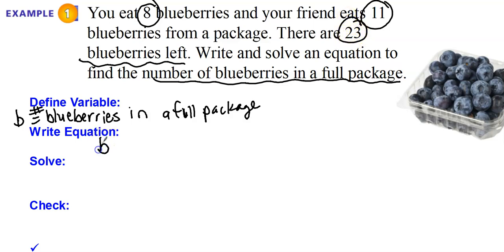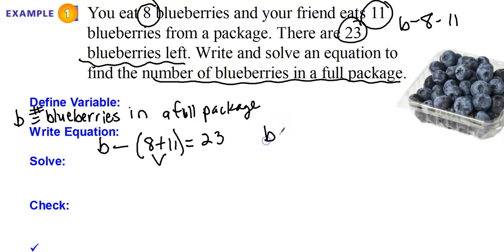So if I start with an unknown number of blueberries, I'm eating 8 and my friend's eating 11. So we're subtracting from the package. So I could put the 8 plus 11 in parentheses together. Now you could do B minus 8 minus 11, but I like the idea of counting how many we ate together and subtracting that. So the remainder is 23. So there's my equation. Now, of course, the first thing I would do is what's inside the parentheses, right? So I'm going to simplify. So now I'm simplifying already, and my equation is B minus 19 equals 23.